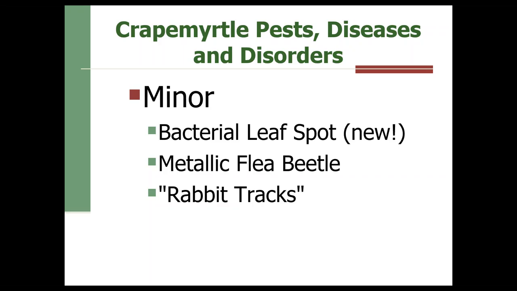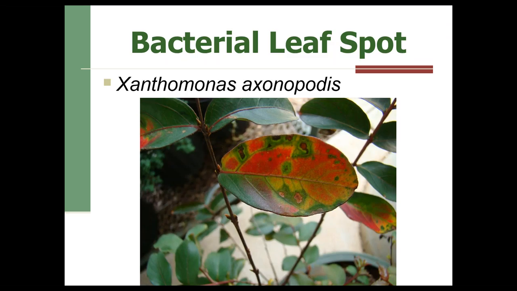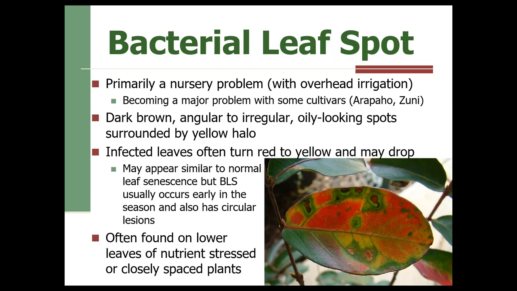Moving on to what I call minor pest diseases and disorders. These include bacterial leaf spot, metallic flea beetle, and rabbit tracks. The first of these is bacterial leaf spot, Xanthomonas axonopodis, and this is actually a fairly new problem that developed over the last few years. It was first seen in the nurseries, and it is still primarily a nursery problem associated with overhead irrigation, and particularly there are certain cultivars that seem to be particularly susceptible to the bacterial leaf spot. And it appears as dark brown, angular, irregular, oily looking spots that usually have a yellow halo. The leaves will eventually turn red to yellow and drop.